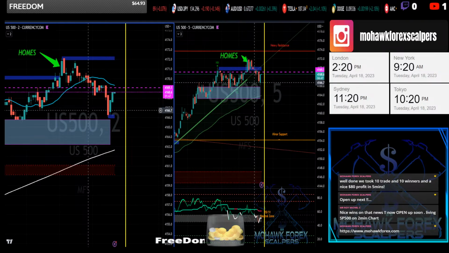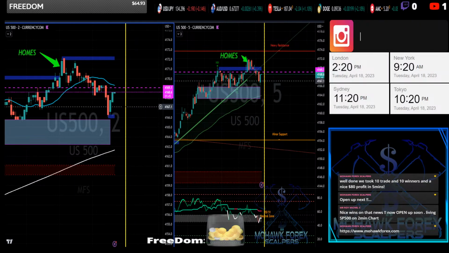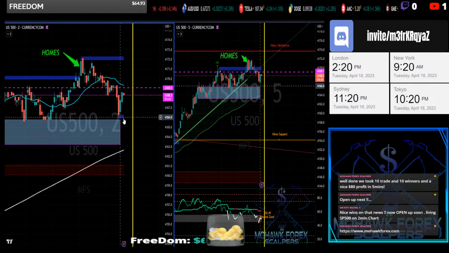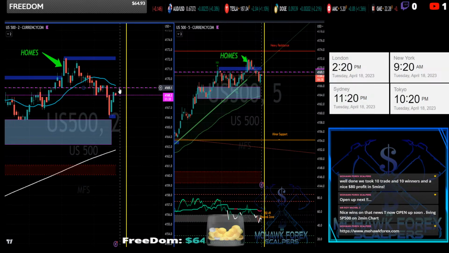10 minutes to go, team. Look at that pullback. See? Beautiful. Came out of my zone. Support. Back up to where we were.